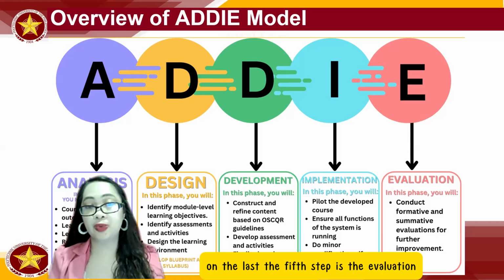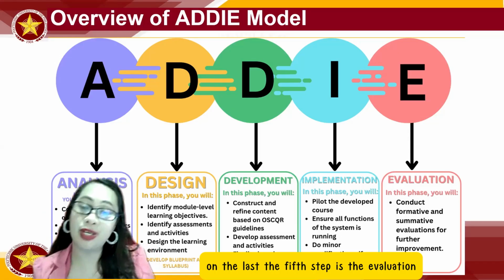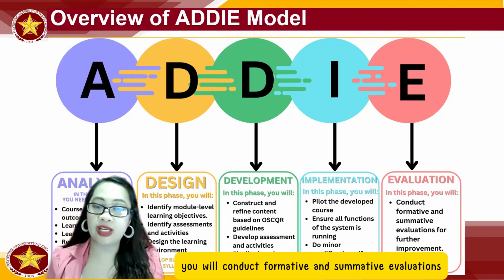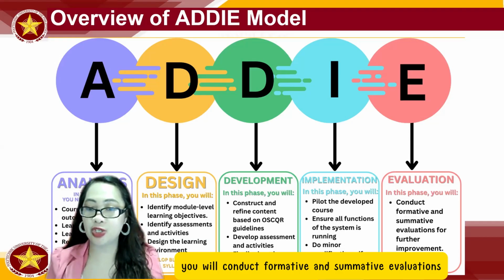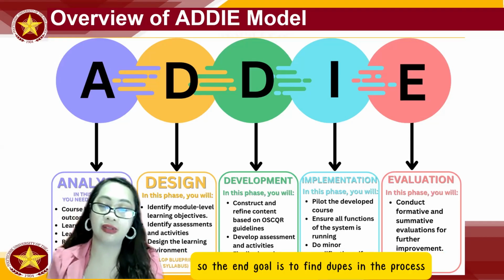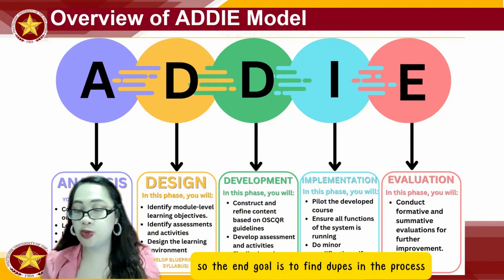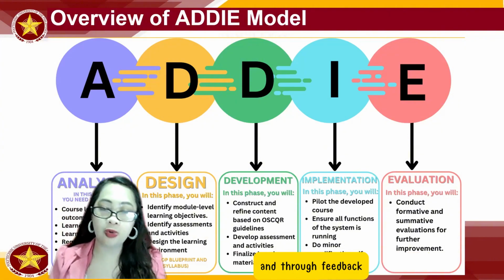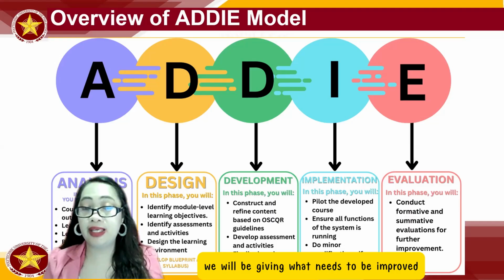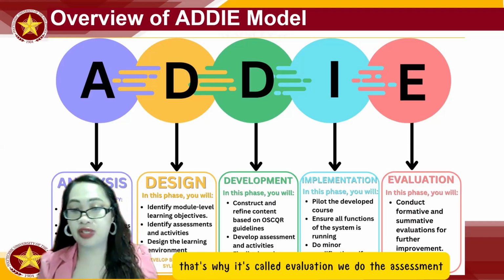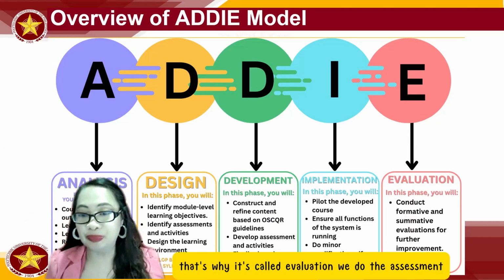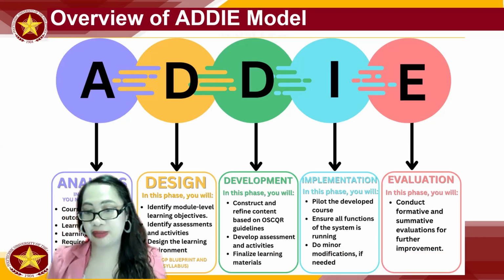The last, the 5th step is the evaluation. In this phase, you will conduct formative and summative evaluations for further improvement. So the end goal is to find loopholes in the process, and through feedback, we will be giving what needs to be improved. That's why it's called evaluation. We do the assessment.